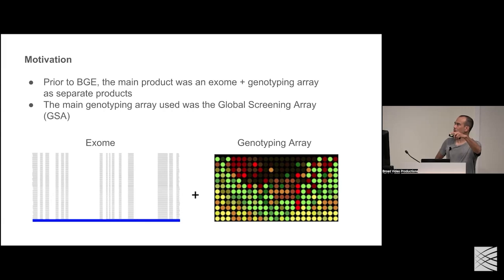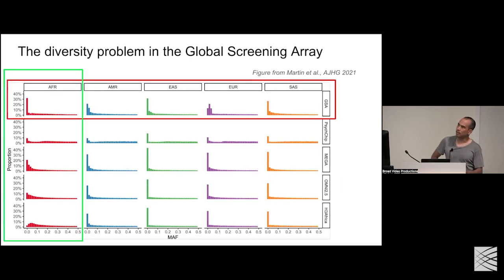But they thought we could do better. Other people were trying to do better. And one of the issues that we saw, particularly looking at the GSA, and we looked at a couple of chips, this was done by Alicia Martin's group, which really investigated a lot of diversity in genomics. I wanted to highlight this, and this is called the Global Screening Array.